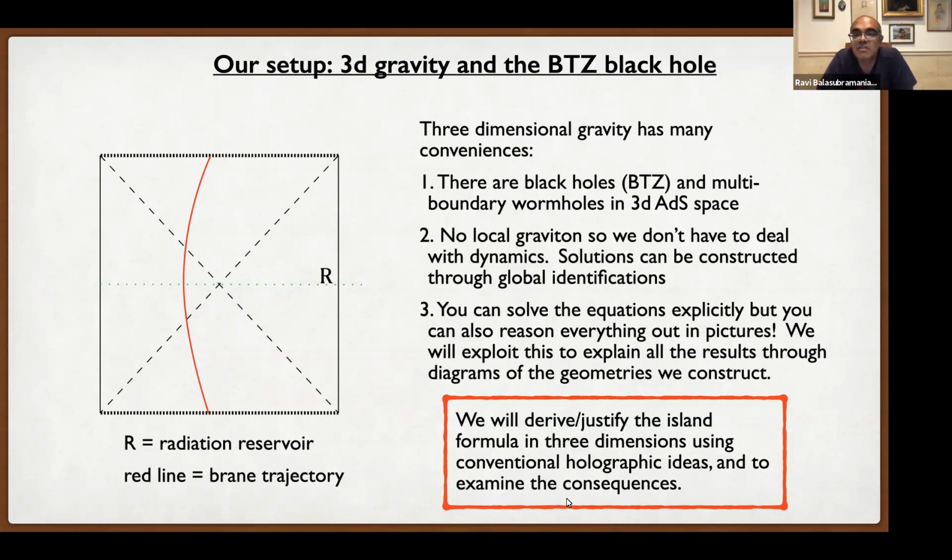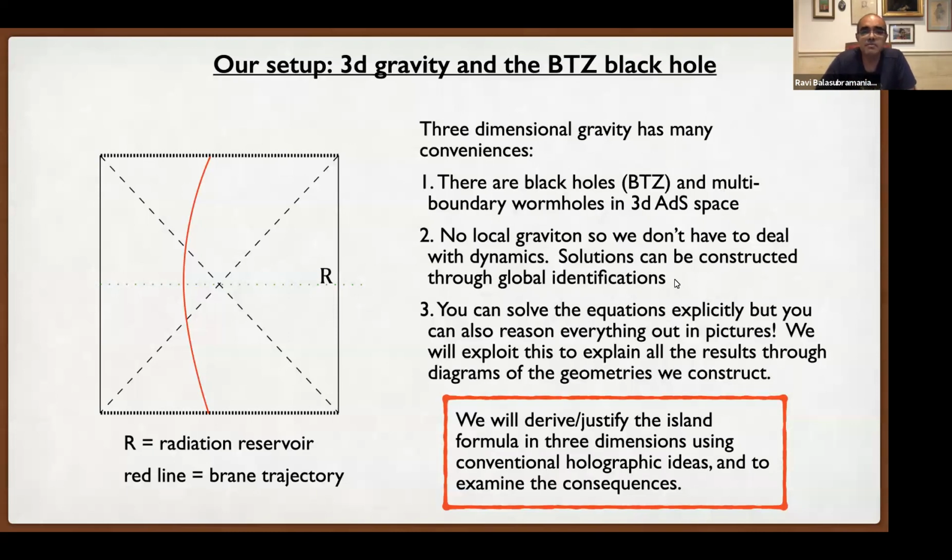Secondly, in 3-dimensional gravity, there's no local graviton, so we don't have dynamics. So once again, that's very helpful. And you can construct all the solutions using global identification. So I'm going to use that fact to try to reason out everything I'm going to say today in pictures, even though you can calculate everything. It's very helpful to be just imagining it using pictures. So that's what we'll use for today.